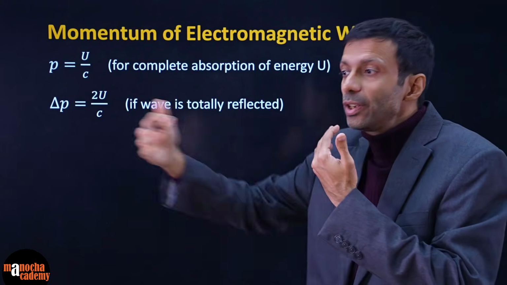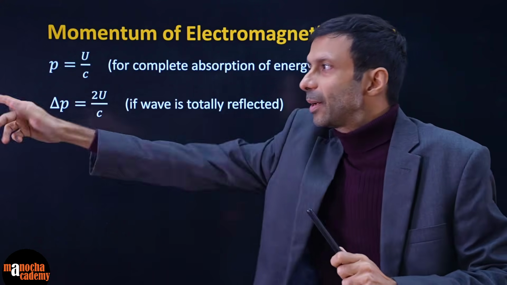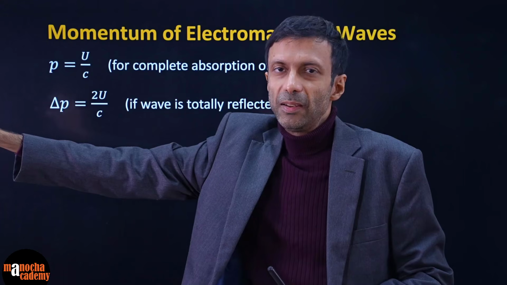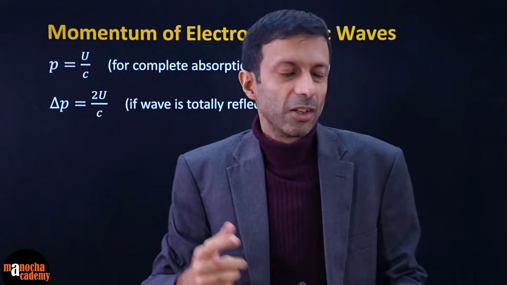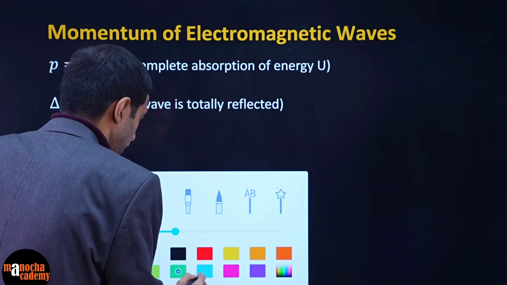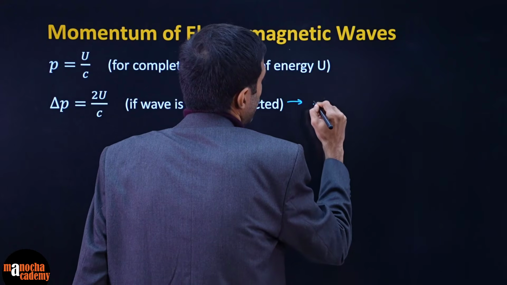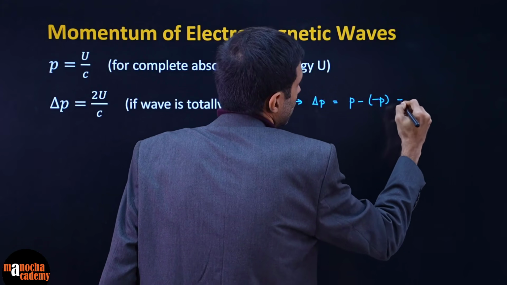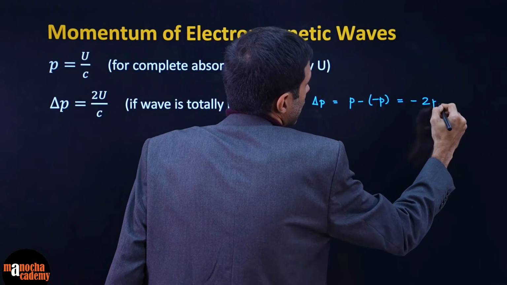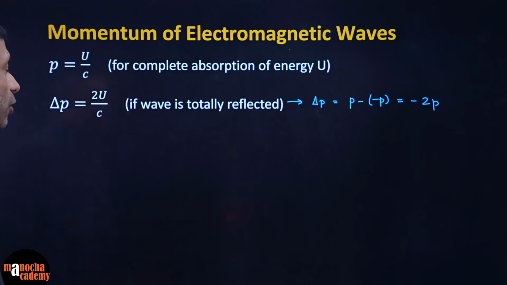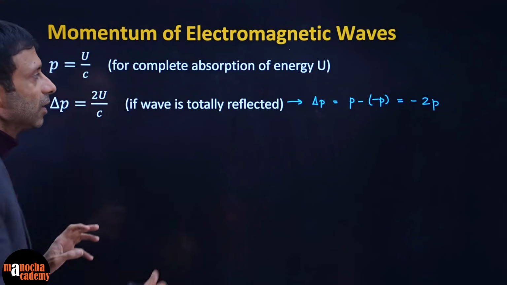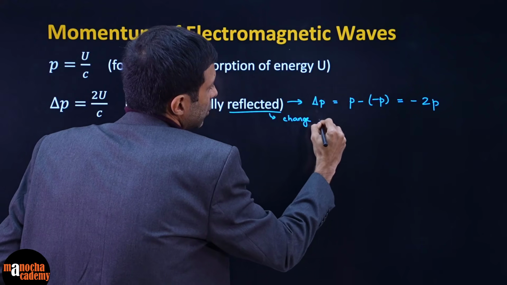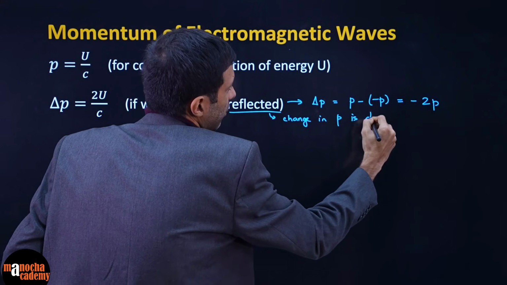And if the wave is totally reflected, because you know that when something is totally reflected, what is the change of momentum? Suppose the initial momentum is P and the returning momentum is minus P. So in a reflection case, your change in momentum becomes P minus of minus P, which is 2P. If you take the absolute value, it is 2P, right? So basically it is going to be double. This is the reflection case. The change in momentum is double.